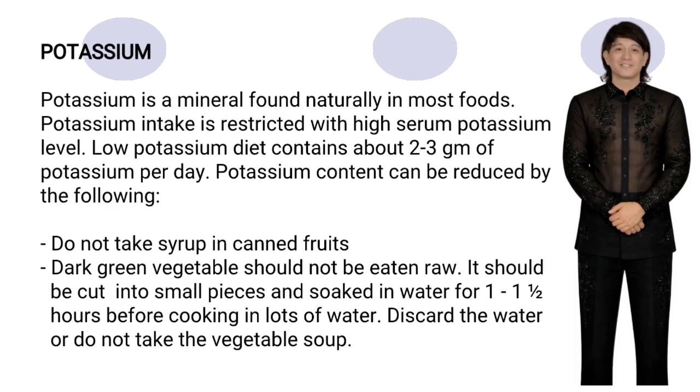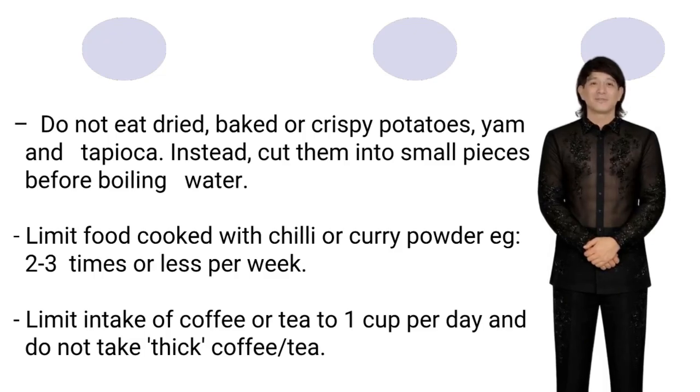Avoid syrup in canned fruits and raw dark green vegetables. Instead, soak vegetables in water for 1.5 hours before cooking and discard the water. Avoid dried, baked, or crispy potatoes, yam and tapioca. Cut them into small pieces before boiling. Limit foods cooked with chili or curry powder to 2 to 3 times a week. Restrict coffee or tea to 1 cup daily, avoiding thick brews.